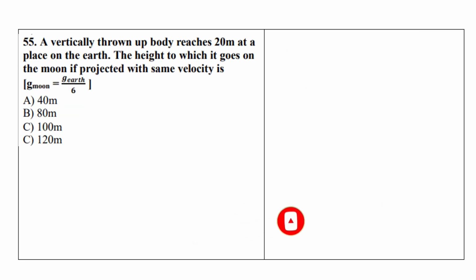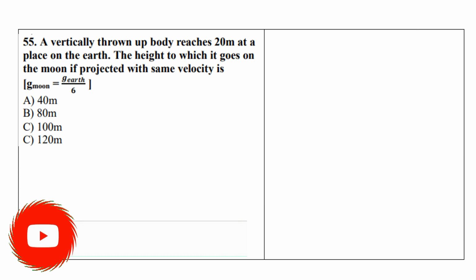A vertically thrown up body reaches 20 meters at a place on the earth. The height to which it goes on the moon, if projected with the same velocity, is... Here the gravitational force on the moon is equal to g earth by 6, that is g is equal to g by 6. Let us go to the solution.